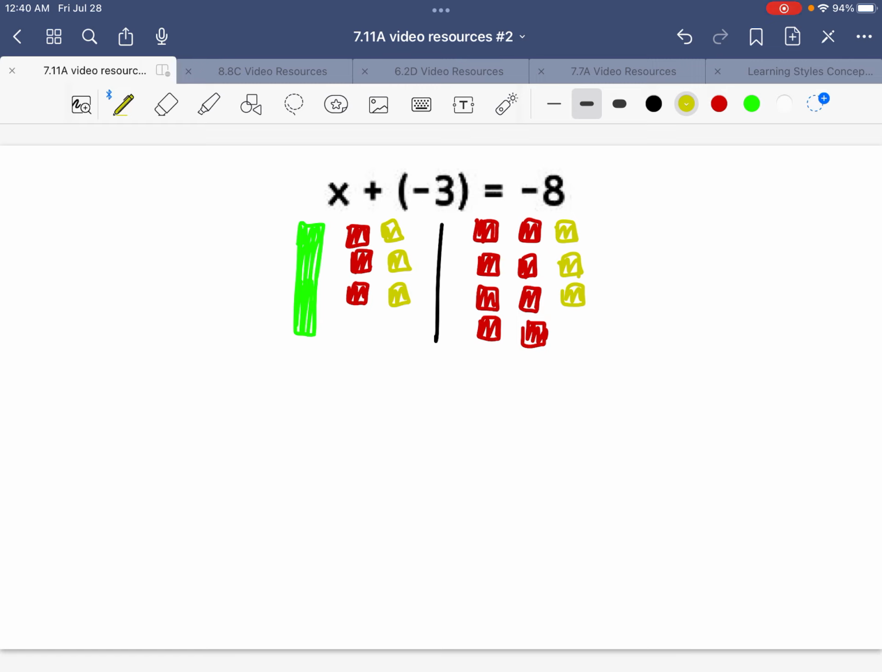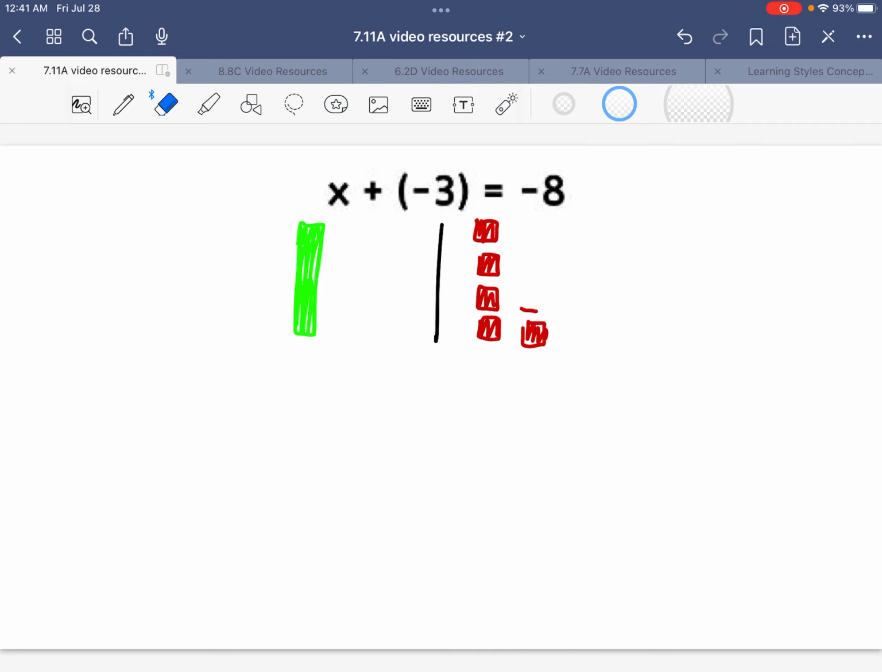So now that I've created 0 pairs, I want to look to see if I can cancel any of them out. And I see that I have 3 0 pairs on the left and 3 0 pairs on the right. So I'm going to take those off of my board, which I'm going to show by erasing them. You can just simply pull them off your equation mat. And I am left with 1 whole x equal to 5 negatives.